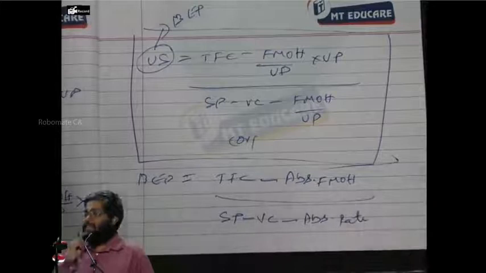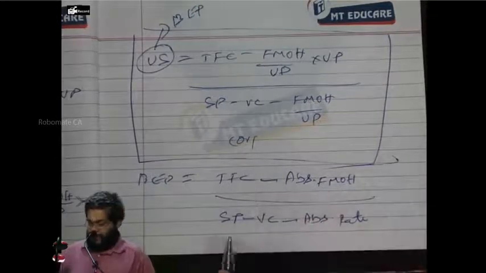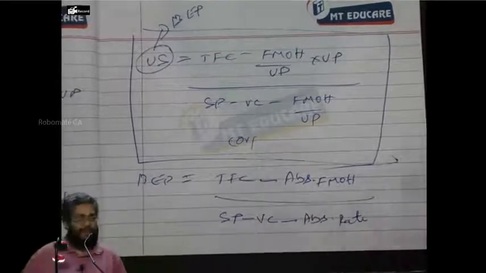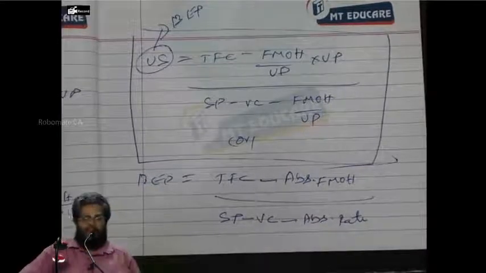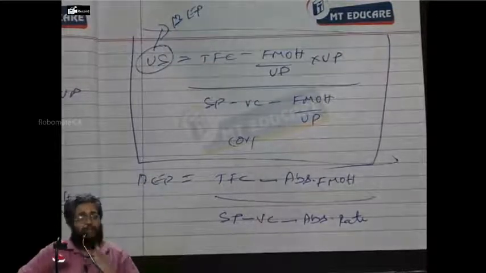We also call absorption as what? Standard rate per unit. You calculate or not? So selling price minus variable cost minus absorption rate. With this we complete the introduction discussion to this area called marginal versus absorption costing break-even point.